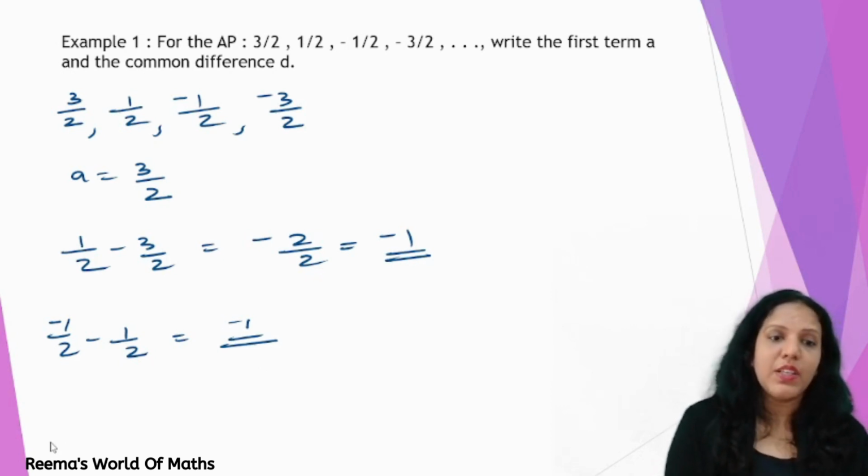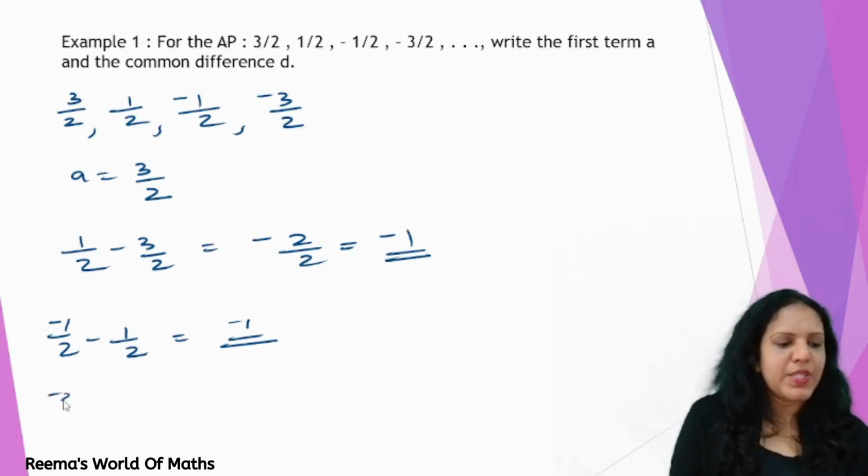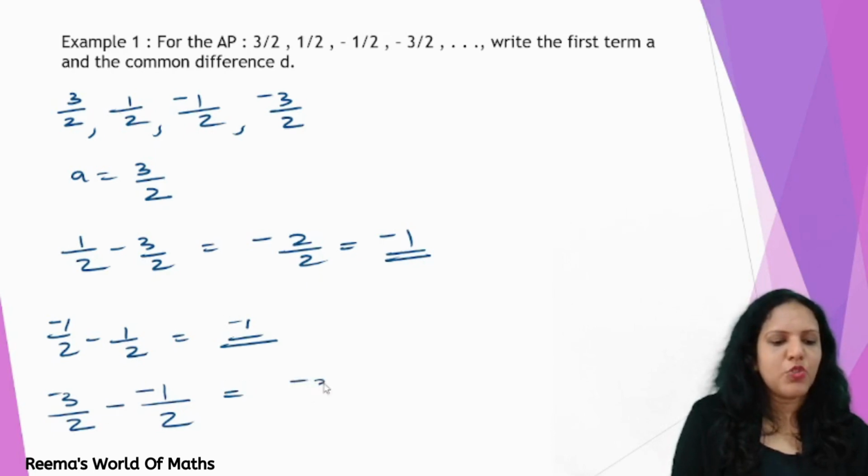Let's see the difference between the fourth term and the third term. Minus 3 by 2 is the fourth term and minus 1 by 2 is the third term. So the difference between them is minus 3 plus 1, so that will be minus 2 by 2. Again it is minus 1.